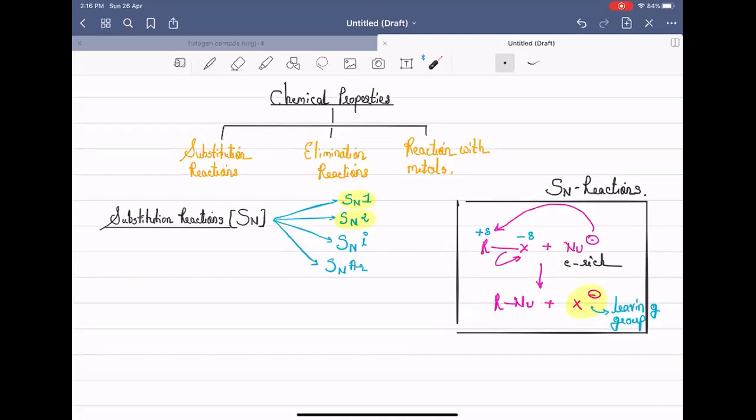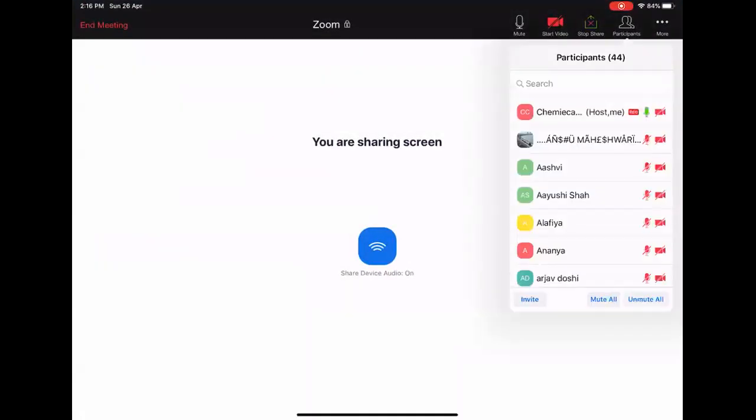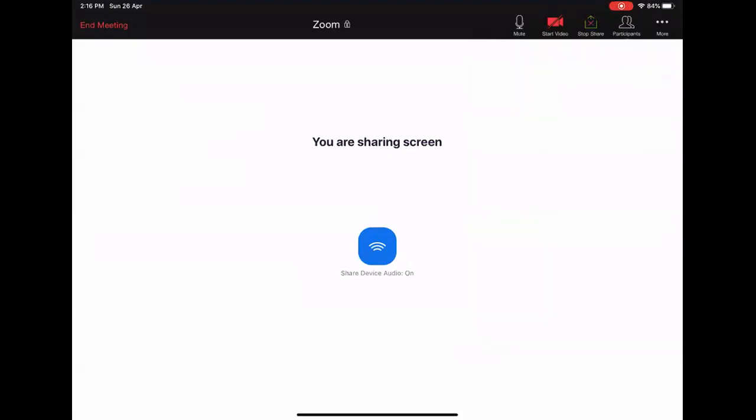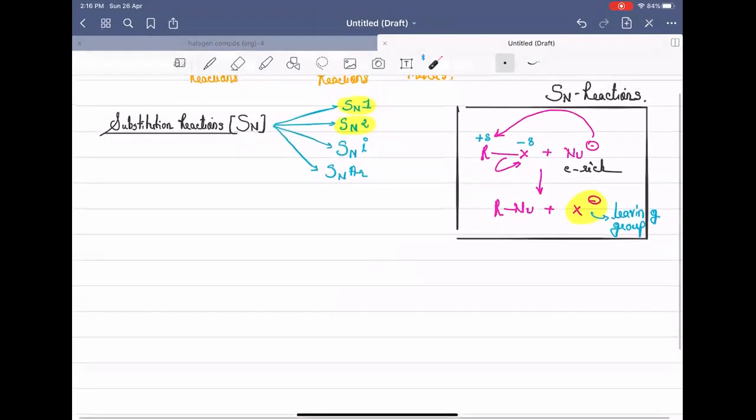So, first of all, just checking out whether everyone is admitted or not. Yes, I think fine. So, going back to the work. Let us start now.